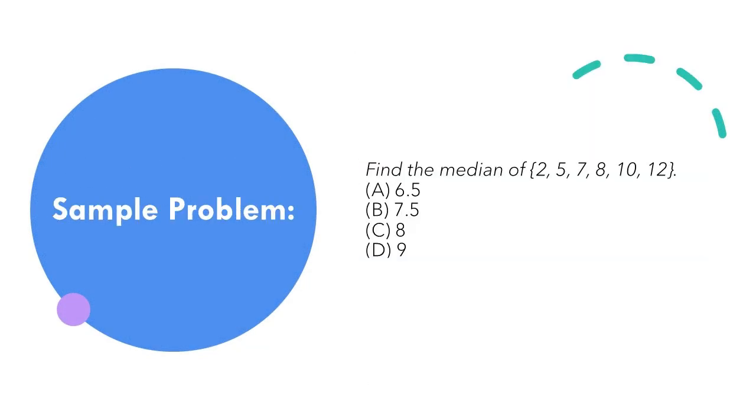Find the median of this data set: 2, 5, 7, 8, 10, 12. The median is the middle number in a sorted list of numbers. If there is an odd number of values, the median is simply the middle number. If there is an even number of values, the median is the average of the two middle numbers.